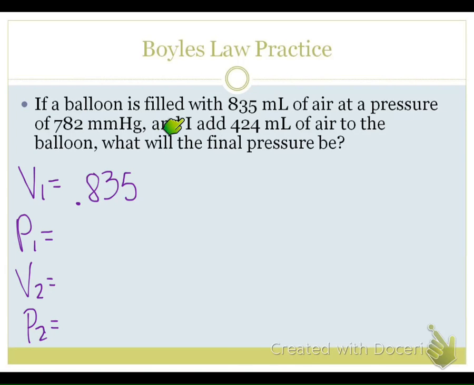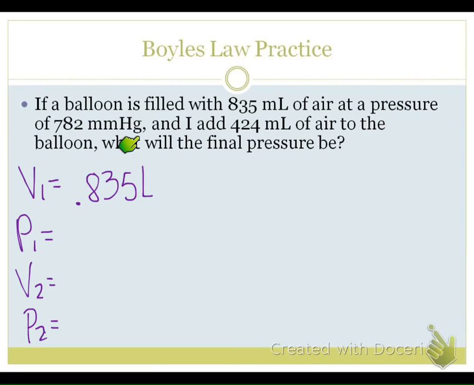All right, so this here, 835 milliliters, tells us we need to convert that to liters. Okay, and I went ahead and did that. We divided by 1,000 or moved it 3 to the left. That gives us 0.835 liters.